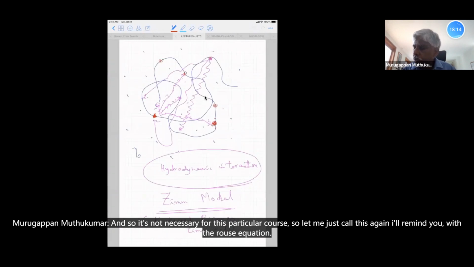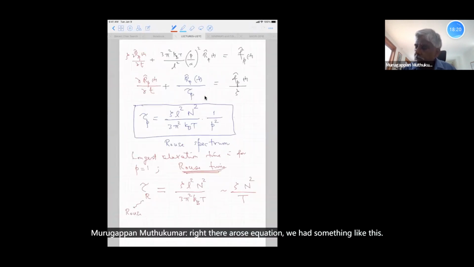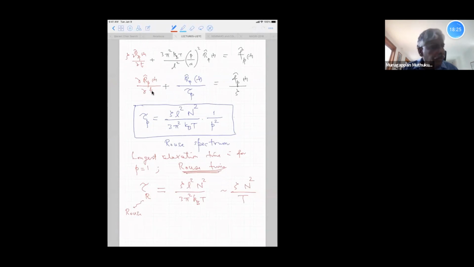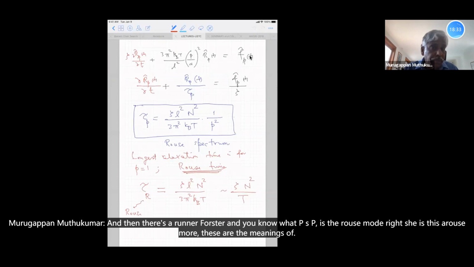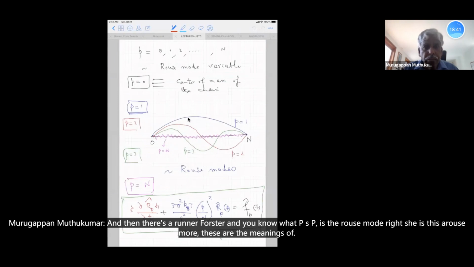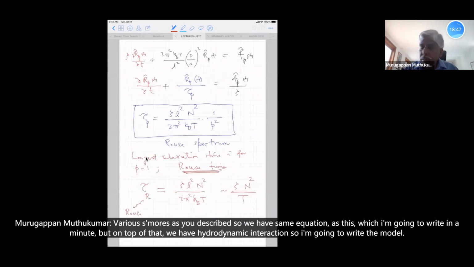Again, I'll remind you with the Rouse equation. We had the friction term, then we had the connectivity term, and then there's a random force term. And you know what P is? P is the Rouse mode. These are the meanings of various modes as we discussed. So we have the same equation as this, which I'm going to write in a minute. But on top of that, we have hydrodynamic interaction.